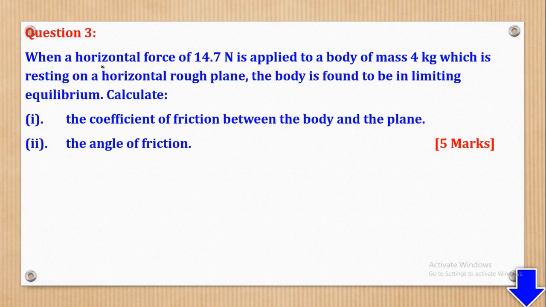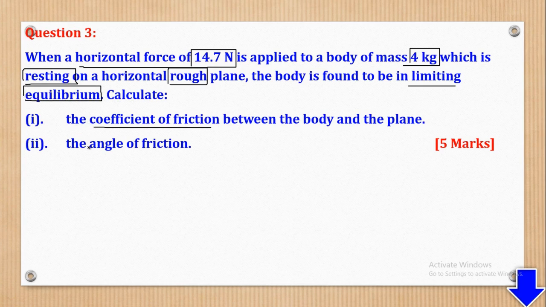Question 3 says that when a horizontal force of 14.7 newtons is applied on a body of mass 4 kilograms, which is resting, meaning velocity is 0, on a horizontal rough plane, note that word rough, the body is found to be in limiting equilibrium, note that word limiting equilibrium. Calculate Roman 1, the coefficient of friction between the body and the plane, and Roman 2, the angle of friction.